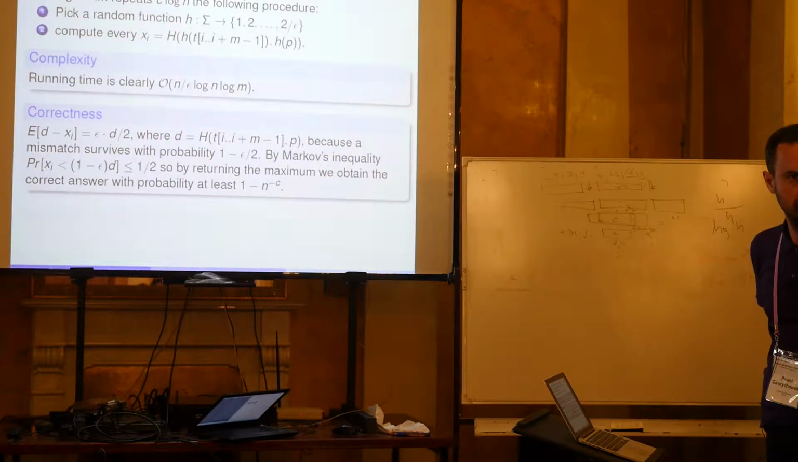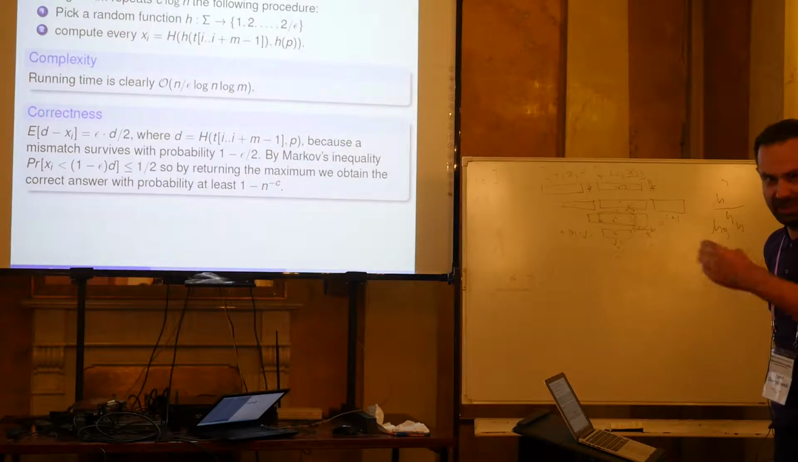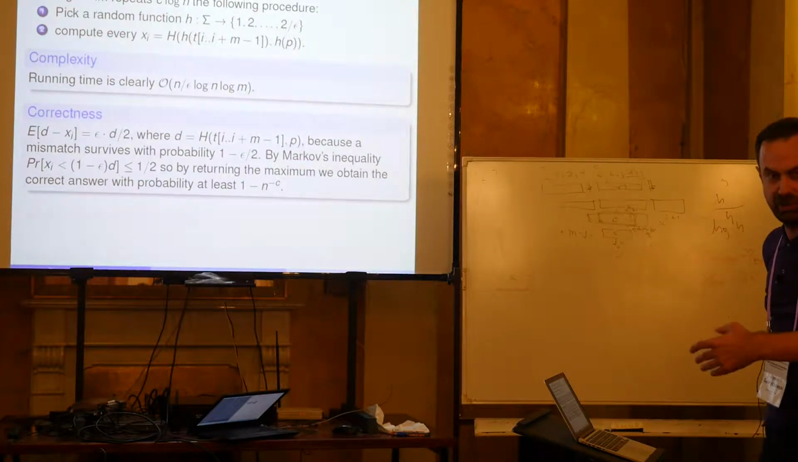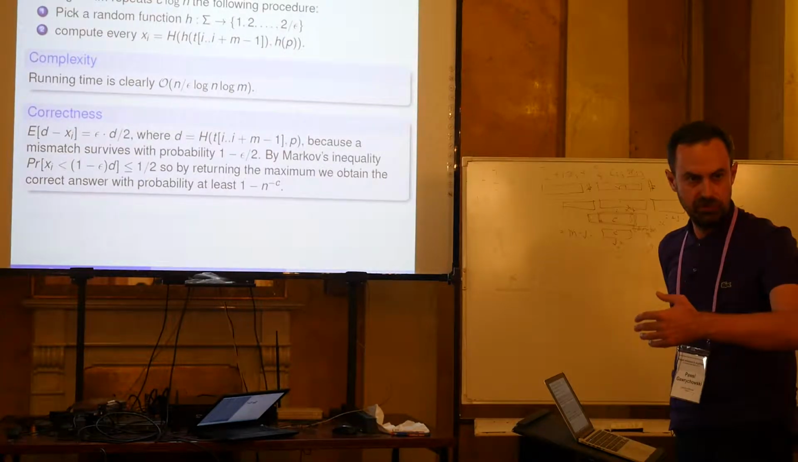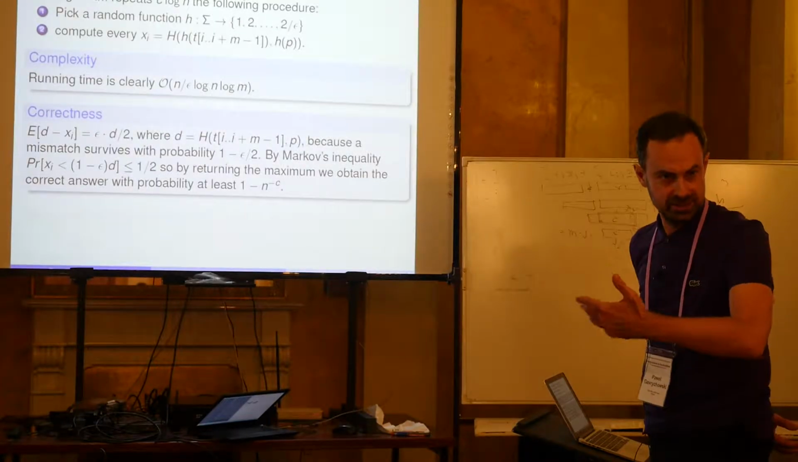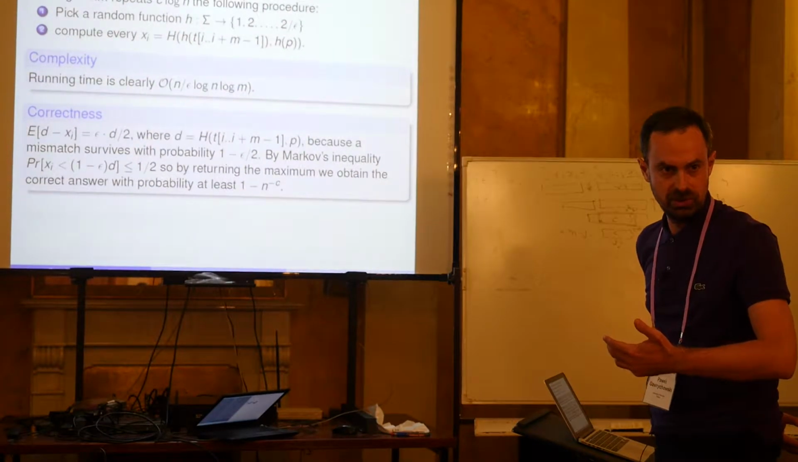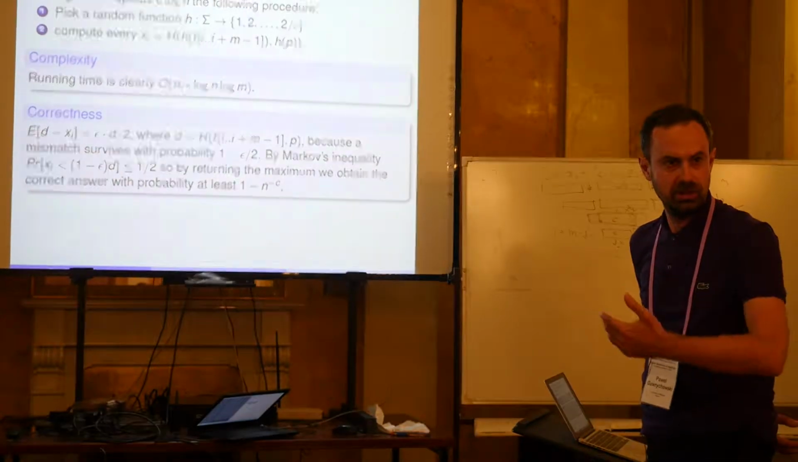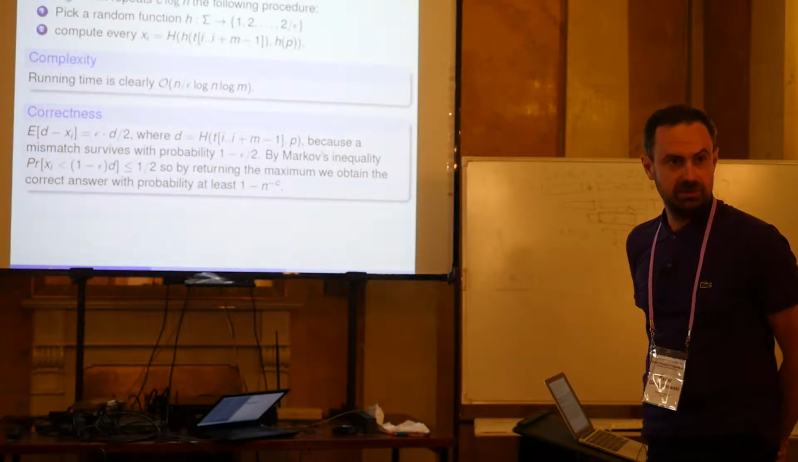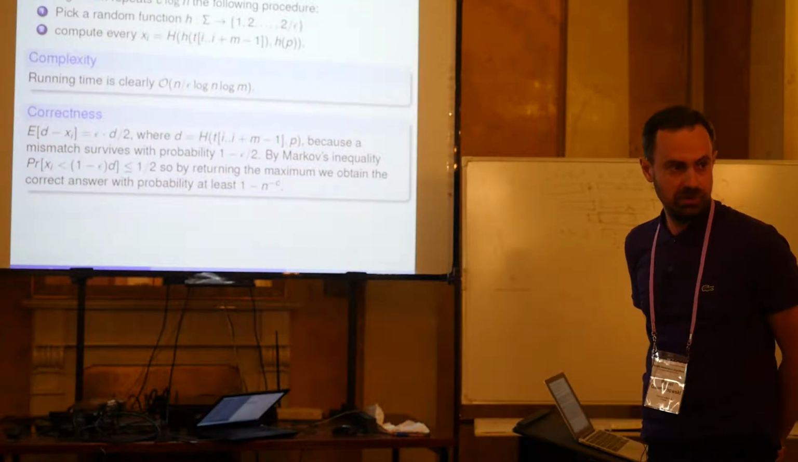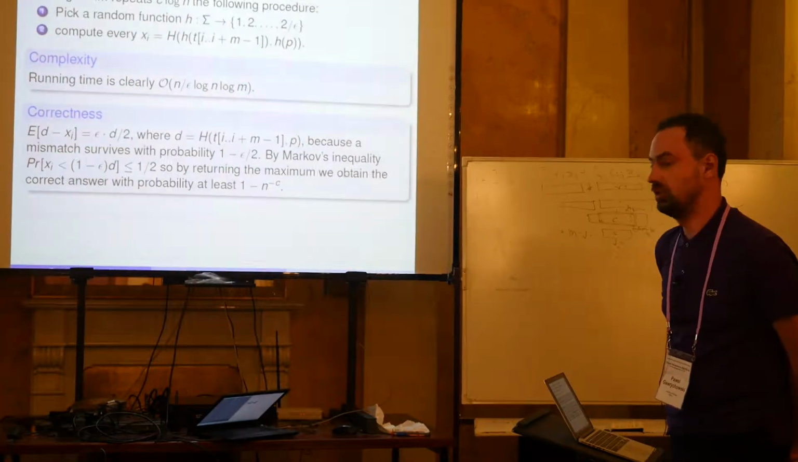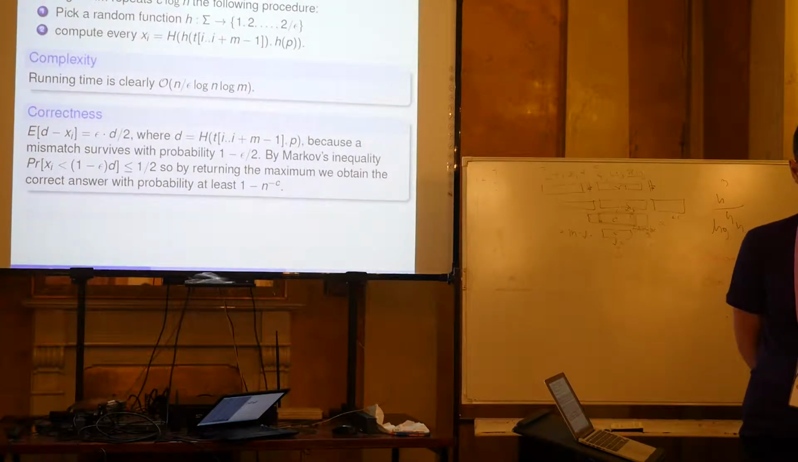Okay? So we repeat the same experiment again and again, and we return the maximum. So if one of them returns the good answer, then we'll get the good answer. So the only remaining case is that all of them return too few mismatches. But for each of them, the chance of that is at most 1 over 2, independently for each of them.